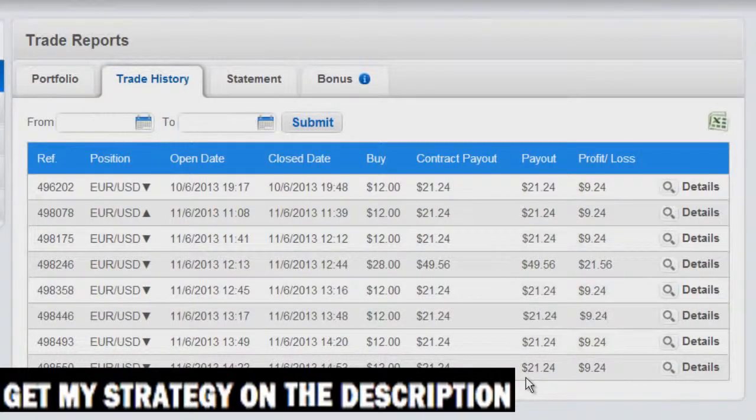We've got the amount we traded, the currency pair, the execution time, the rate, and as you can see again, this was a winning trade, so we also see the payout amount. In this case, it was $21.24 for a profit of $9.24. Now, since I won the last trade, what I'm going to do now is I'm going to start with step 1 all over again. So we'll click back up into trading.